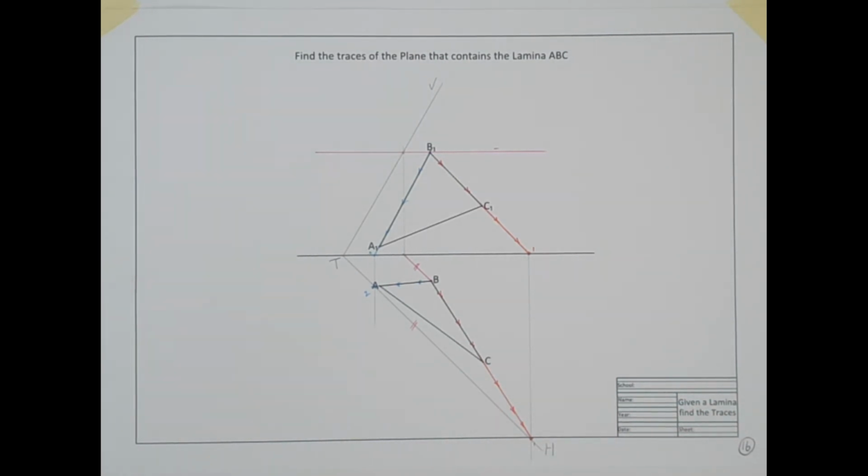Now, that's it for the first video. I'm going to be moving on. There's one more method that I'll come back to in terms of finding the traces when you're given a lamina. There's one more method, and I'll get back to it at a later stage in this series of videos. That's the first video that takes us through sheet 1 to 16.